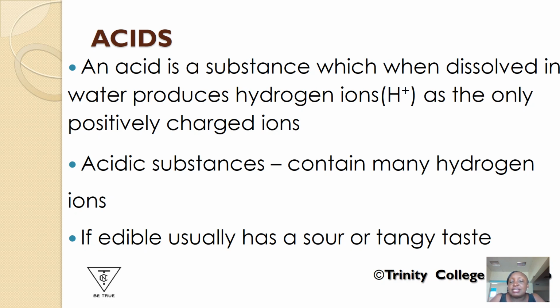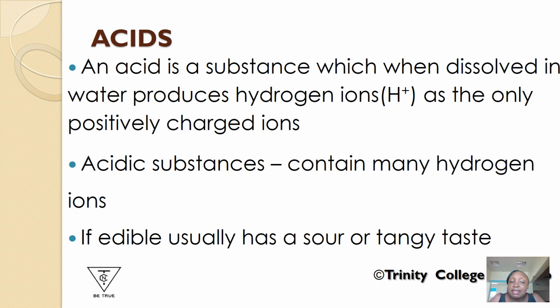An acid, we say, is a substance which when dissolved in water produces hydrogen ions as the only positively charged ions. Now, in an acid, there are very many different ions. What is unique about an acid is that it contains very many hydrogen ions. There are even other substances that also contain hydrogen ions as positively charged ions, but they are not the only ones, and that makes them non-acidic. So acidic substances contain very many hydrogen ions.